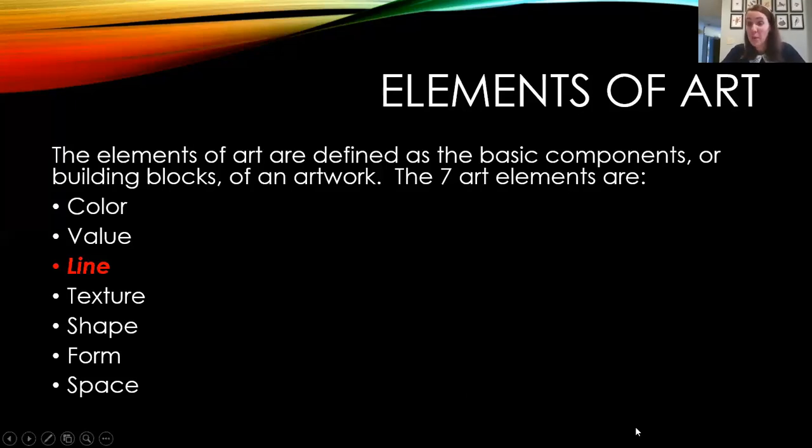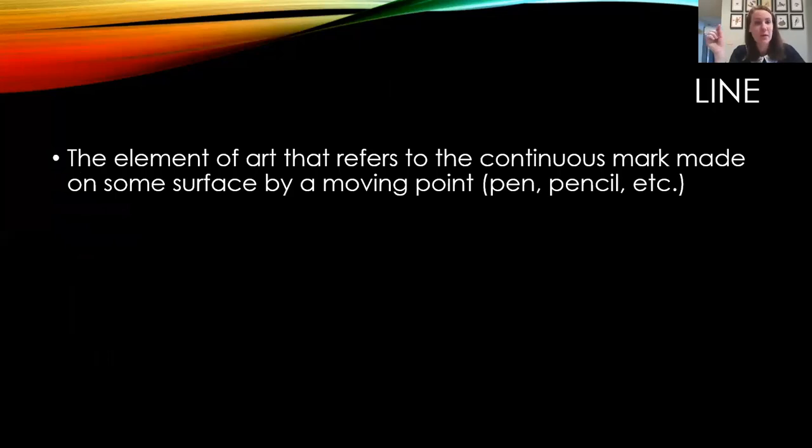We're going to talk a little bit more about line. So line is simply a continuous mark made on a surface. For our purposes, it's going to be a pen or pencil mark on a piece of paper. So lines can be lots of different things, which Violet had told us about, and we'll talk about those in just a few minutes.